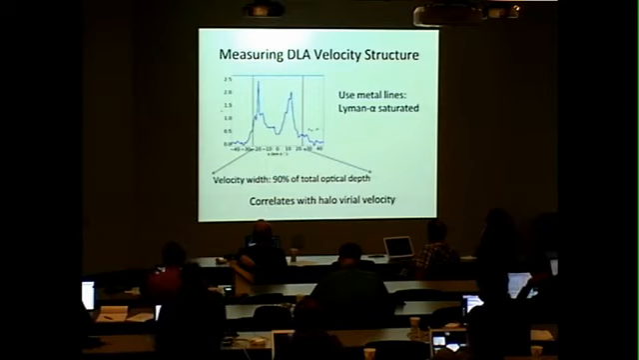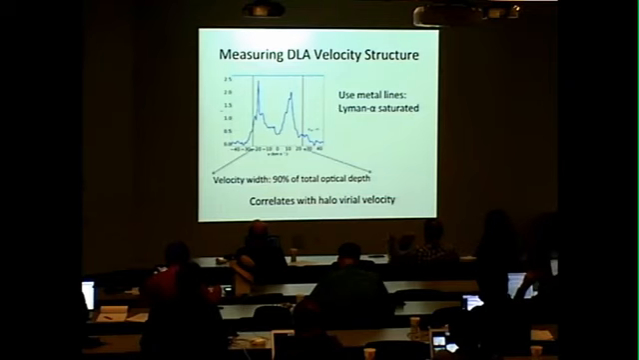We're measuring the velocity dispersion by looking at the velocity width, which was defined in a paper by Prochaska and Wolfe in 1997. This is defined to be 90% of the total integrated optical depth across the absorber.